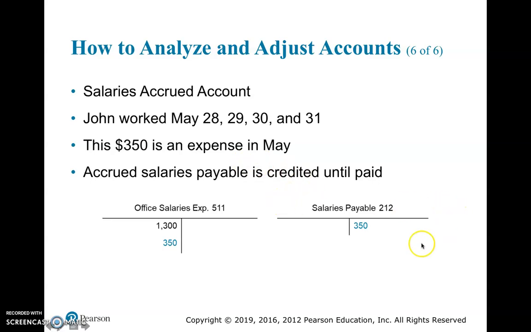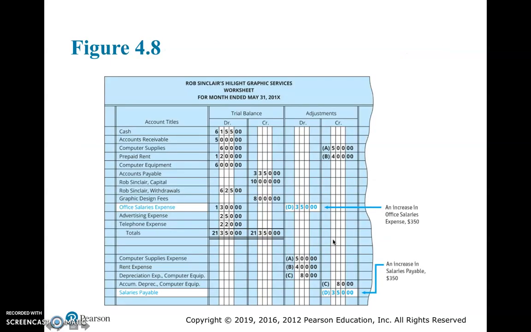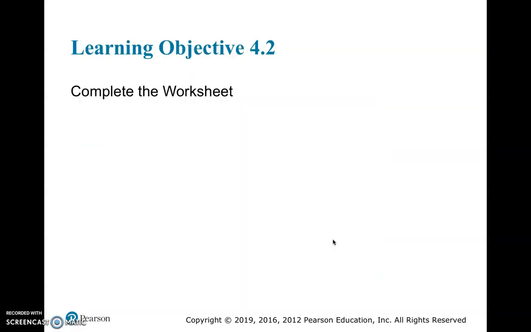And since he has worked, we have to show the usage of his services as an expense. And since we haven't paid him, we're going to have a payable, a liability that we need to show in our books. So we're going to debit office salaries expense and credit salaries payable for the amount that we owe the employee. Previously we paid him $1,300, now another $350. So the total salaries expense would be $1,650. But since we paid $1,300 before, the salaries payable is only $350. Again, we need to update the worksheet for that and complete the worksheet.